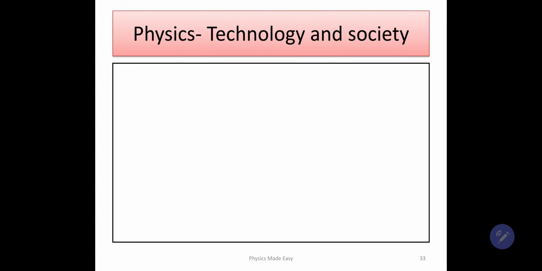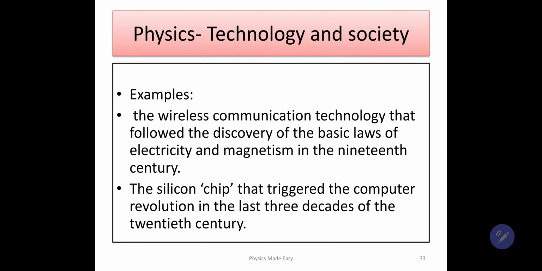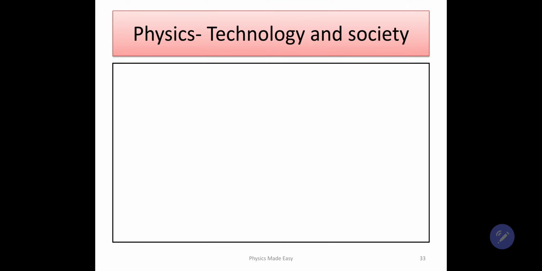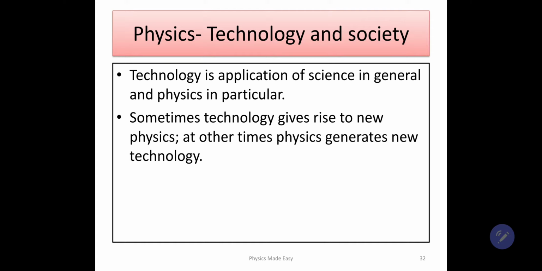That's an example for physics generating new technology. Here, physics is generating new technology. So, wireless communication is an example. The basic laws of electricity and magnetism helped to develop new technology called wireless communication.